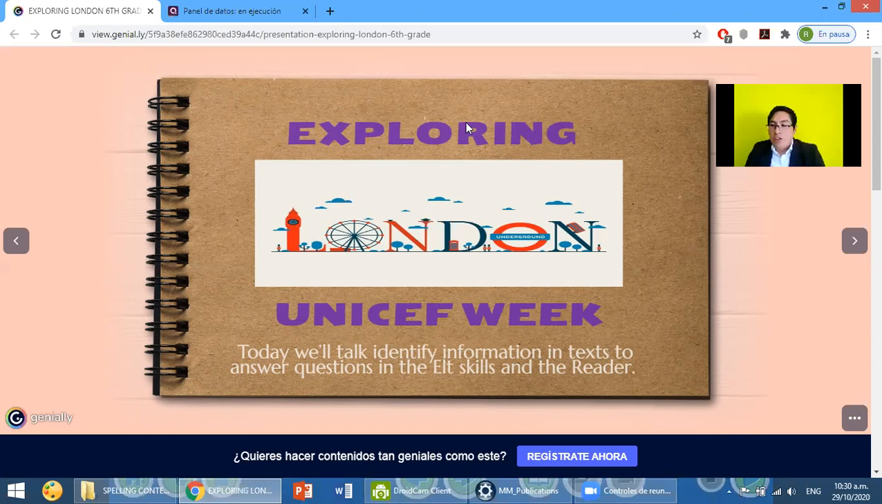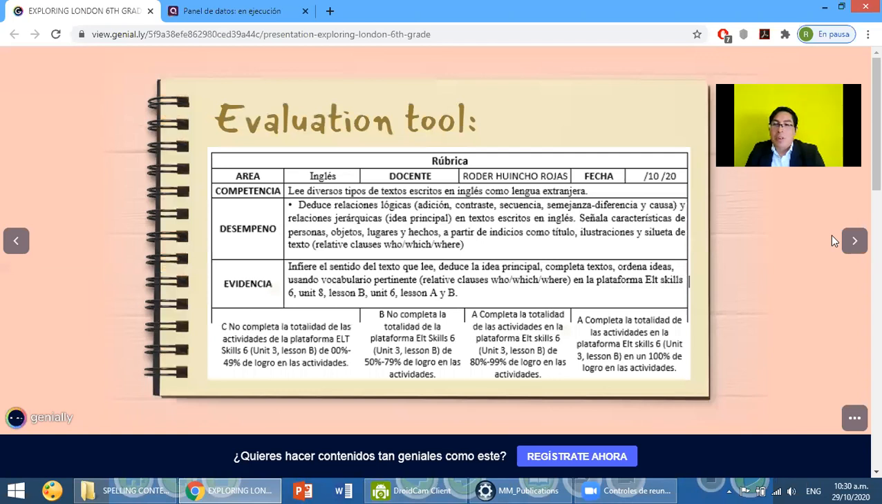Today, we are going to identify information in text, okay? What text? In the book, in the Youngstar, and also in the platform. And tomorrow, we are going to identify information in the reader, in Gulliver, okay? But today, we are going to see about London. Okay, let's explore London.